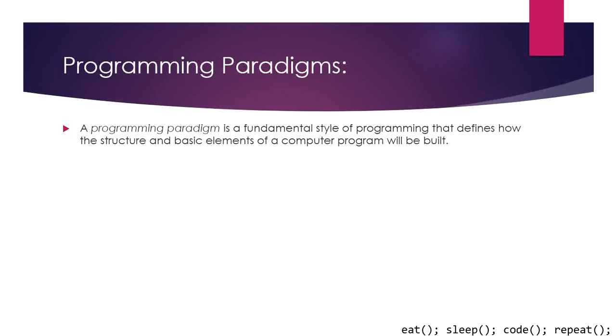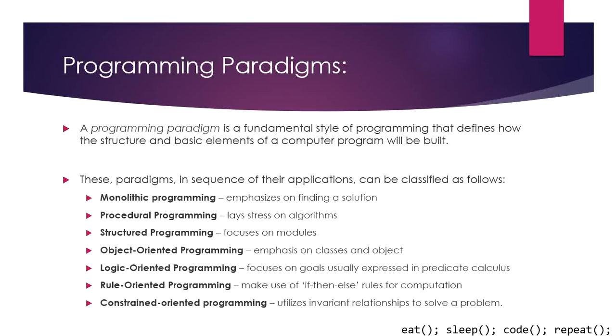Or it is defined using this programming paradigm. So there are different types of programming paradigms. We're going to discuss 4 of them: monolithic programming, procedural programming, structured programming, and object-oriented programming. What is monolithic programming? It is emphasizing on finding a solution. We're going to focus on finding a solution.